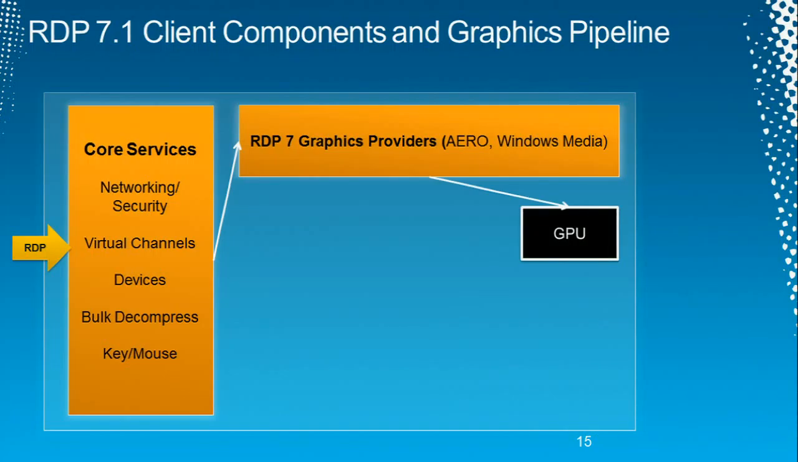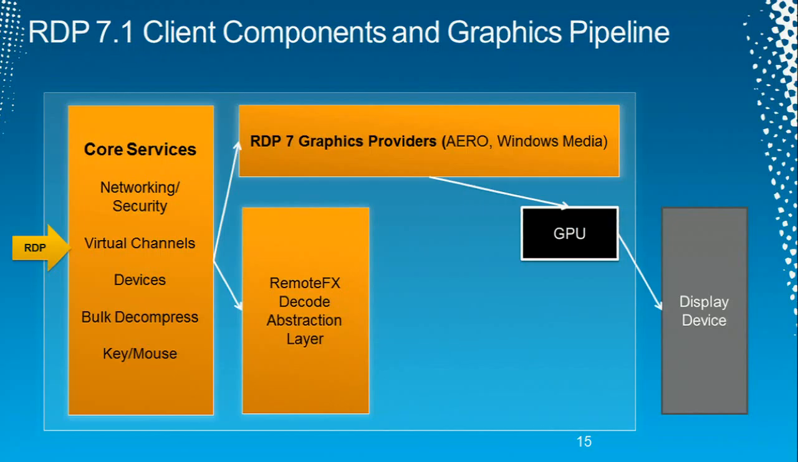But if not, we'll use the GPU. But if not, we have this decode abstraction layer again, where we can figure out what we need to do. Do we need to decode using our GPU, which is our software decoder? Or if it's a device like that, we'll figure out that this needs to be decoded using our hardware.